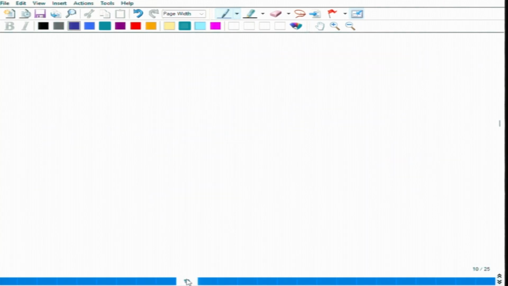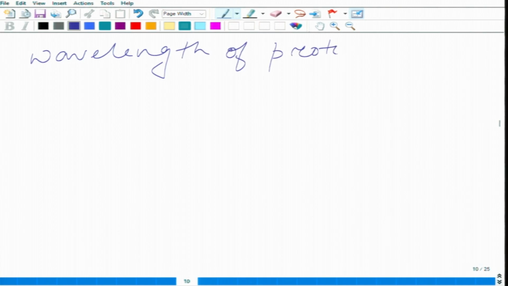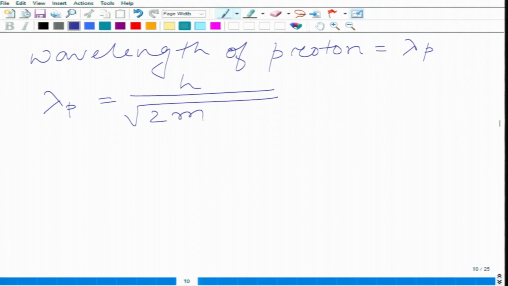So, let us consider the wavelength of proton is lambda p. So, lambda p is equal to h by root over 2 mp V qp. So, again we will put the values that we know.